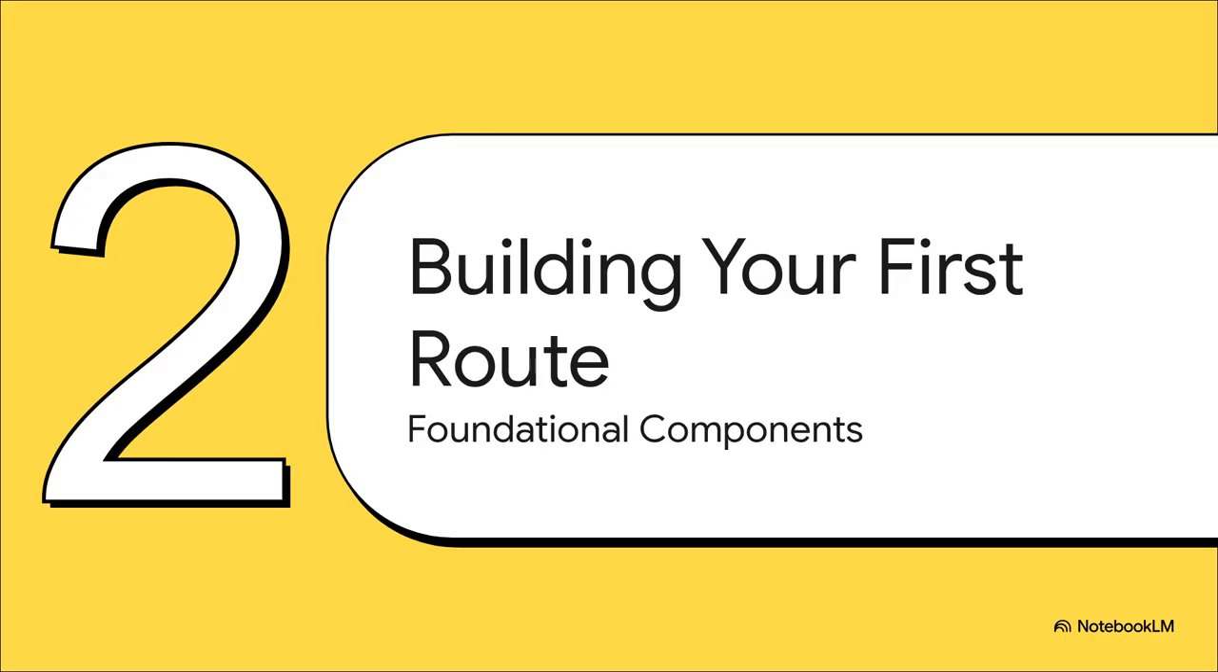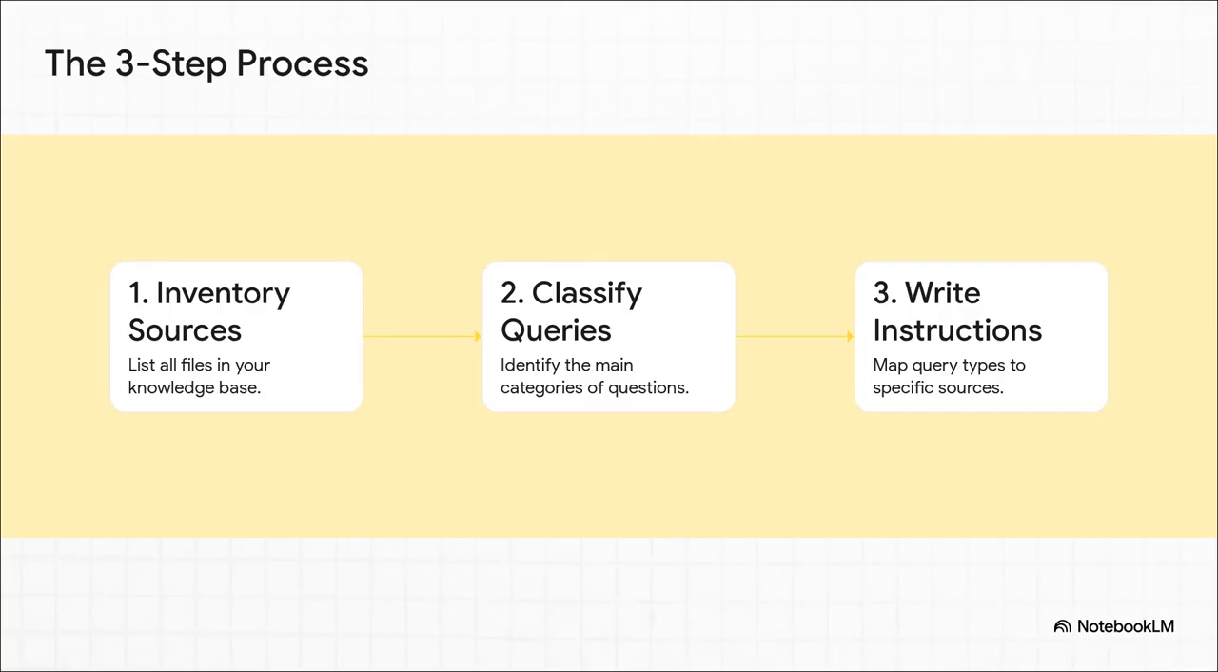Okay, so this all sounds great in theory, but you're probably thinking, is this going to be super complicated to set up? And the answer is, not at all. Let's actually build our first route together right now, using a really simple foundational process. It really just boils down to 3 easy steps. First, you're just going to list out all of your knowledge sources, all the files you've got. Second, think about and anticipate the main types of questions your users are going to ask. And third, you just write the rules that connect those questions to the right documents. That's it. That's your map.